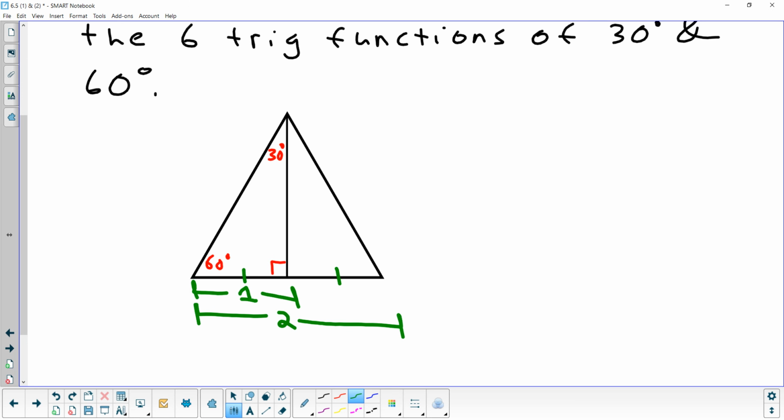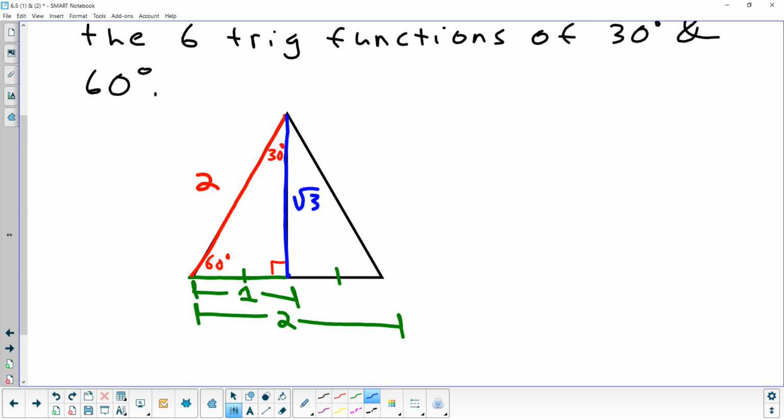So look at what we know now. We just created that side to be 1. How long is that side in red? Yeah, it's got to be 2, because that's an equilateral triangle. And now all we need is the third side. And if you use Pythagorean Theorem, it would come out to square root of 3. Yep, square root of 3.